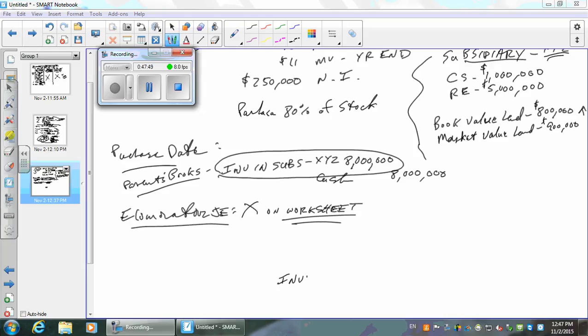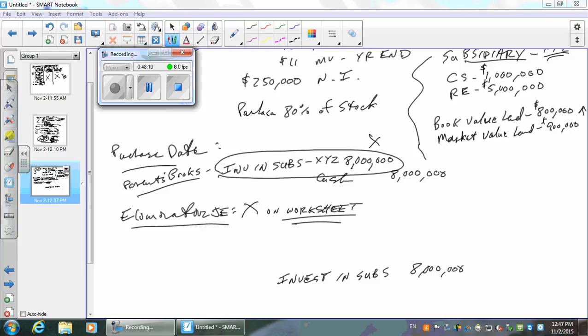Credit investment in subsidiary. This is not going to be hard, you guys, but it gets the point across, I think. That's why I do it, of course. So we've got $8 million, and that account is gone in the consolidation, right? Because it doesn't exist. You can't have an investment in yourself. Now that investment, what did we invest in?